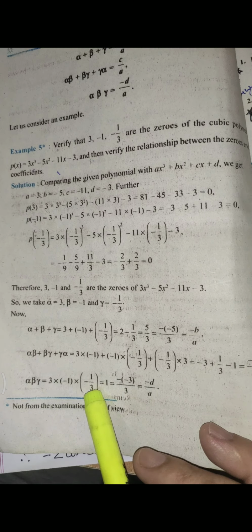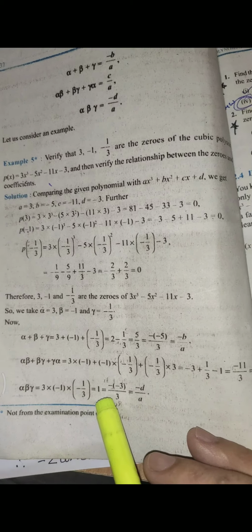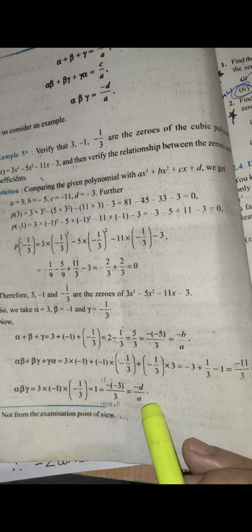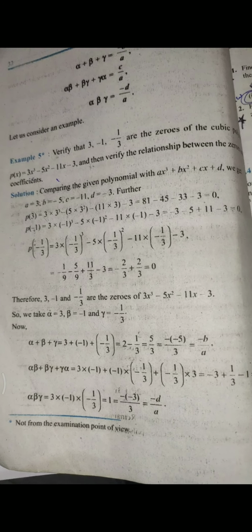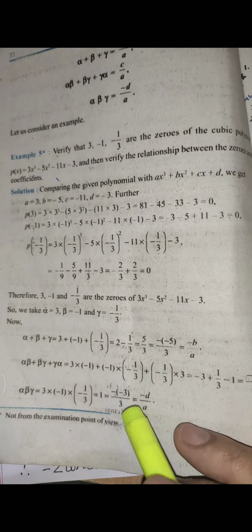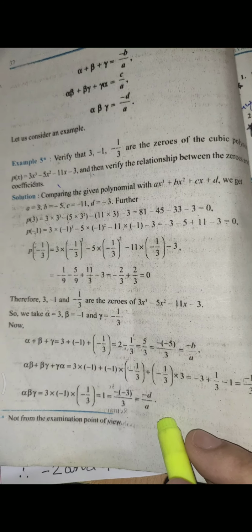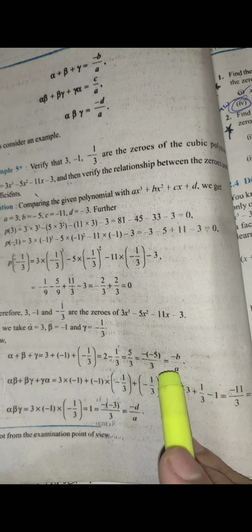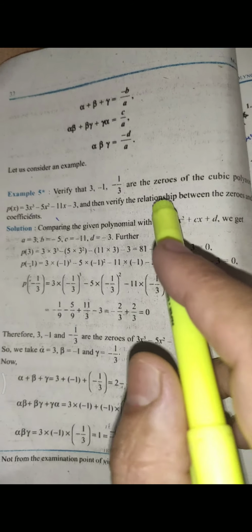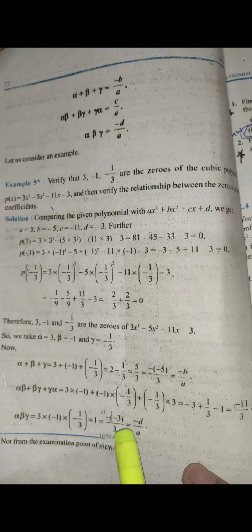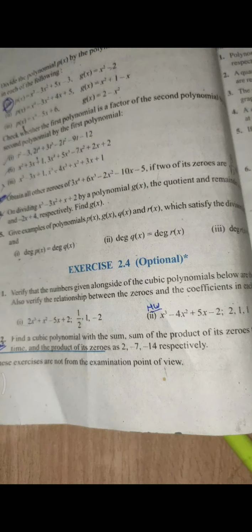Third, the product of the zeros, alpha beta gamma. Substitute the values of alpha, beta, gamma. After simplifying, what you are getting? Minus 1. We have to prove it is equal to minus d upon a. Substitute the value of d: minus of minus 3 upon a, which is 3. So as you are simplifying, both are equal. So the relationship between the zeros and the coefficients, the formula we saw before starting this question, is verified and our question is complete.